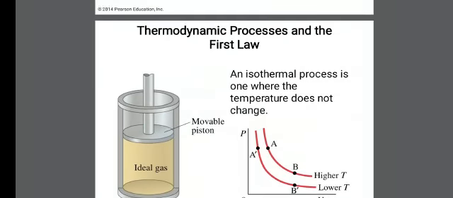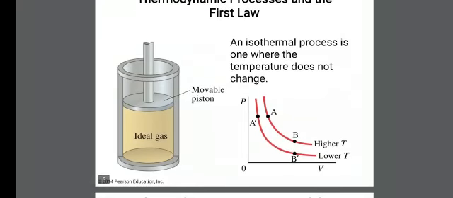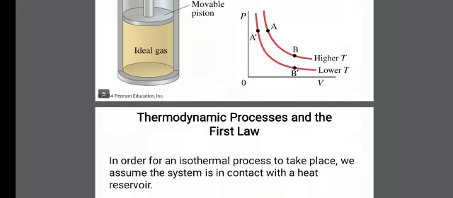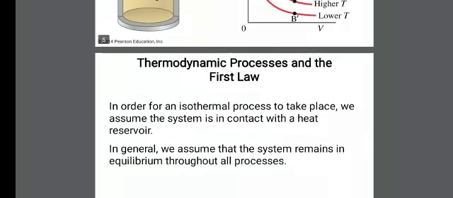Then we discuss the thermodynamic process and the first law. In thermodynamic processes, the isothermal process is considered. An isothermal process is one where the temperature does not change. It means the temperature remains constant. The process is known as an isothermal process. In order for an isothermal process to take place, we assume the system is in contact with a heat reservoir. In general, we assume that the system remains in equilibrium throughout the process.